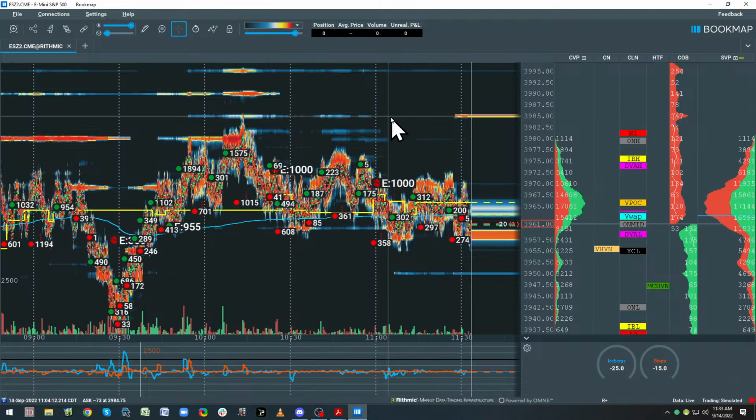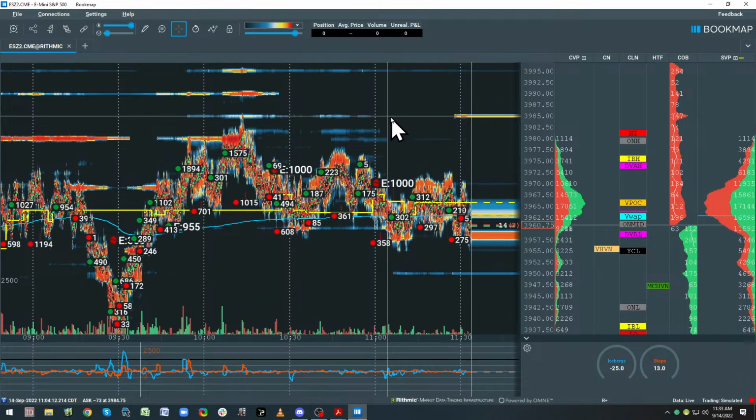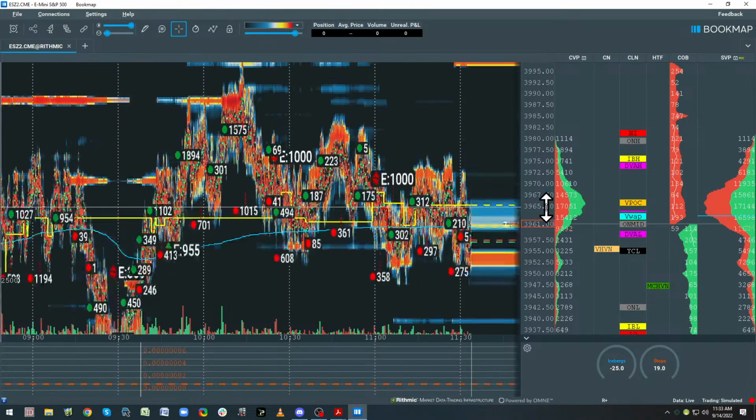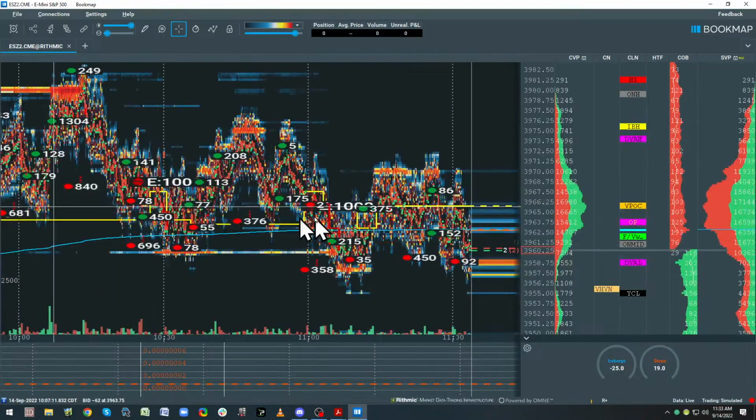We might get the rotation off of that behavior, and then their stops become fuel for a continuation, potentially down to an outside edge, maybe 49, maybe not. Again, it's just maybe. Remember, maybe. In trading, the best we got is maybe. So let's go take a look here.